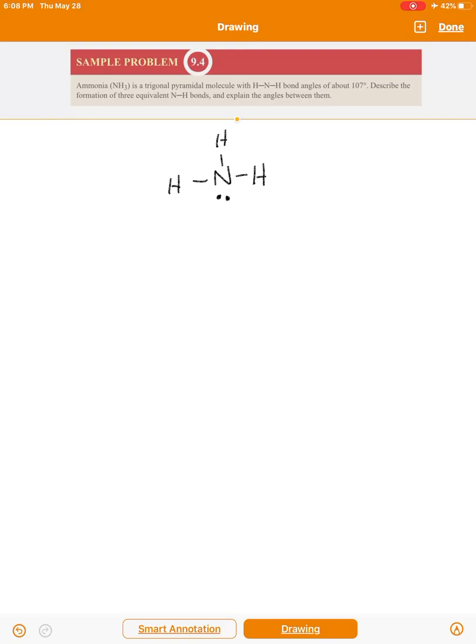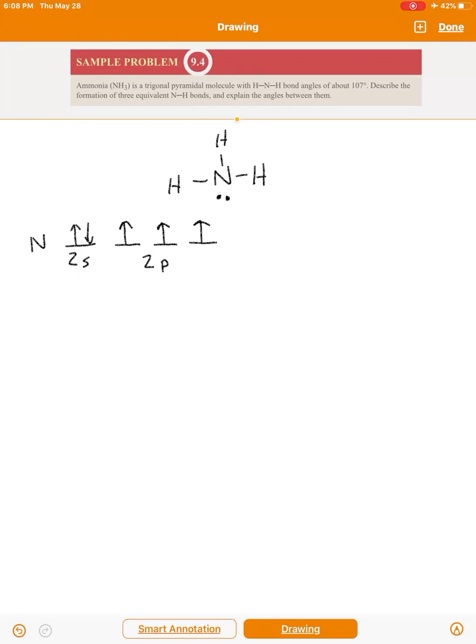So here's what we're going to use to explain this. Let's first draw out for nitrogen the valence shell. Central atom, right? The focus on this is the central atom. That's valence bond theory. Nitrogen has 5 valence electrons, so it's 2s2, 2p3.